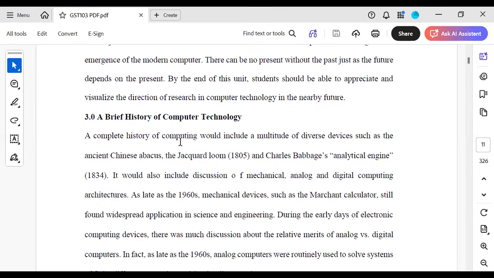A complete history of computing would include, I hope people are still with me. Sorry, I'm just talking to myself. Are you guys here? Can we write down? Yes, sir. I'm not talking too fast though. Is the pace okay? All right, let's do this.